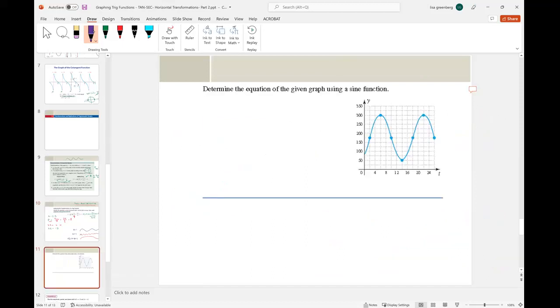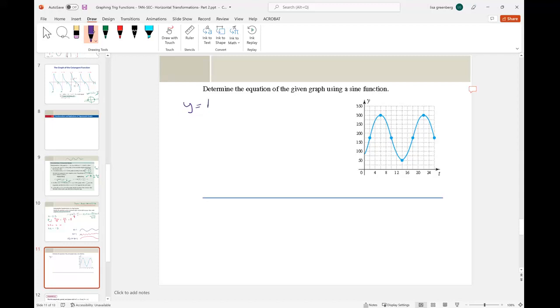Okay, so we're looking at this graph, and what I want to do is find an equation for it. Especially when I'm starting with a graph, I can see shifts. So I have to start with my shifted form, right?